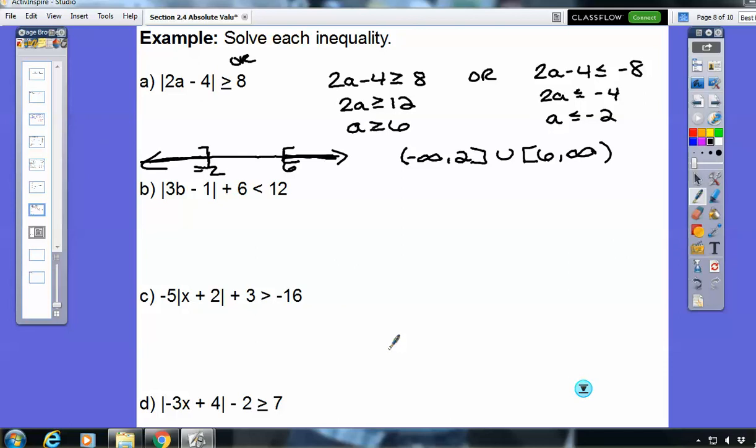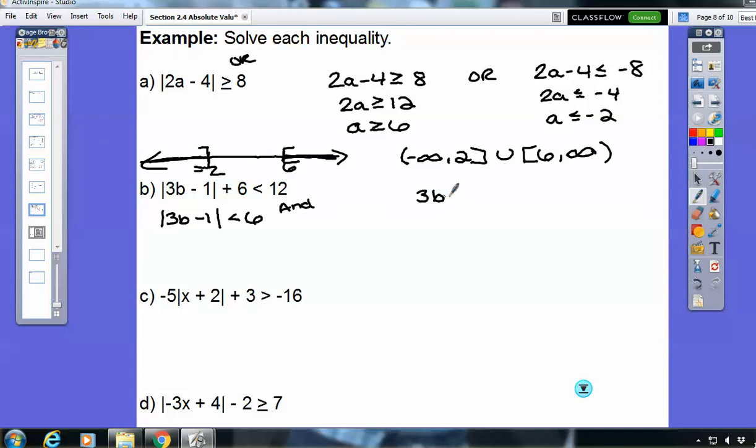B, what do I need to do? It's a less than, but before I get to that part, what should we do? Subtract the 6 first. Get the inequality or the absolute value by itself. So if you subtract 6, you get this. Then it's less than, which is "and."